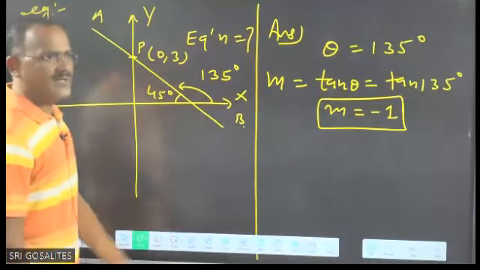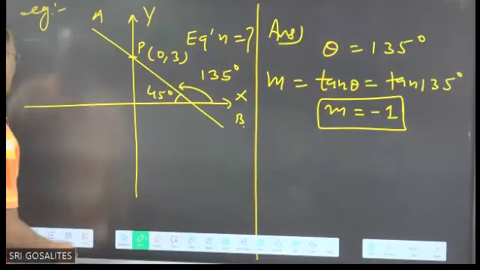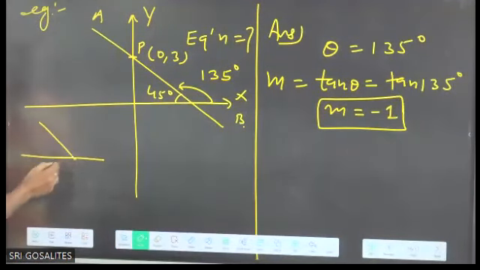How can I say it's 135? Arey bhaiya, Babu, this total angle is 180. If it is 45, then it is 135.